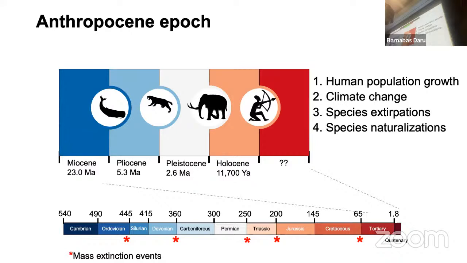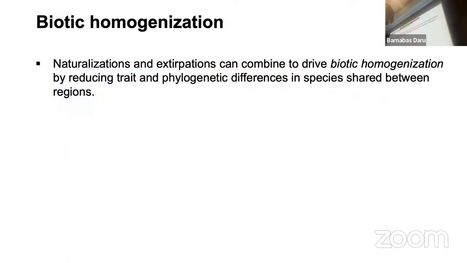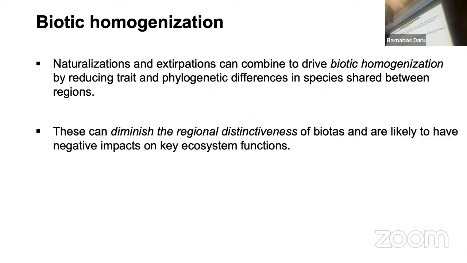And at the same time, species are also being dispersed outside of their native ranges to become naturalized in other regions. And so for purposes of this presentation, I'll focus on the last two processes, species extirpations and naturalizations, and how these two can combine together to form what's referred to as biotic homogenization. And so this is simply the reduction of trait and phylogenetic differences in species that are shared between regions. And these can diminish the regional distinctiveness of regions and can have negative impacts on key ecosystem services.